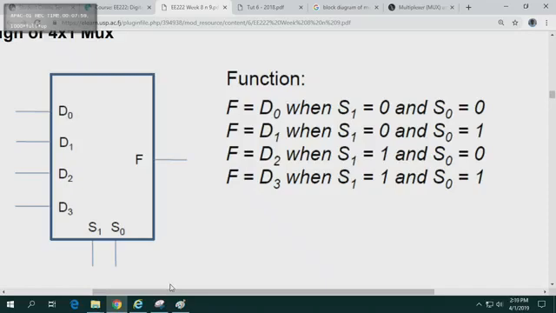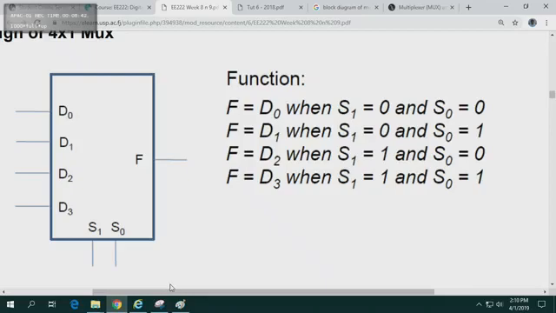Now, obviously, if there are 4 data lines, how many control signals do you need to control 4 data lines? You need 2, right? Because 2 to the power of 2 is 4. What if you had 8 data lines? How many control lines would you need? You need 3, right? 3 control lines, because the control lines are in binary. You'll need 3 control lines, which you'll then connect to your 8 data inputs coming in.